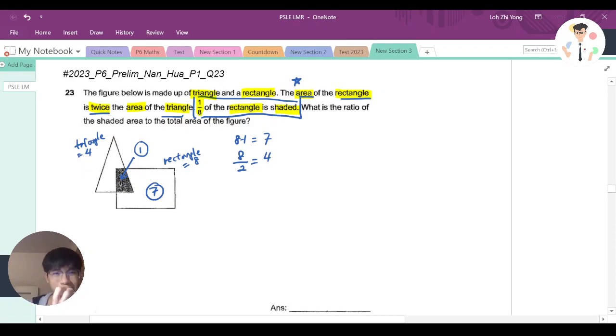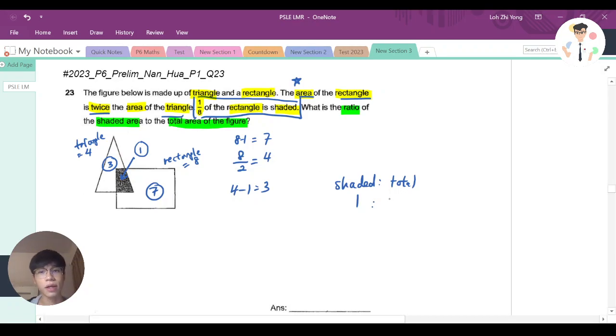But since the small part here is 1 unit, here should be 3 units. Because what? 4 minus 1 is equal to 3 units. And now the question asks, what is the ratio of the shaded area to the total area of the figure? So what is the shaded area? I'm not sure of the exact area, but I know it's equivalent to 1 unit. Okay, 1 unit. But what is the total?